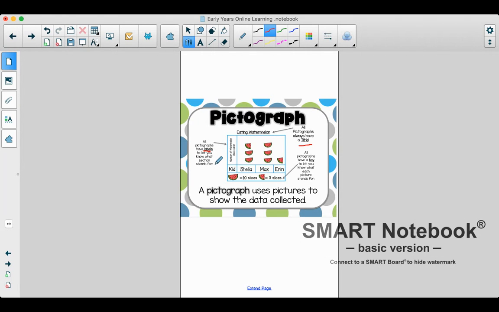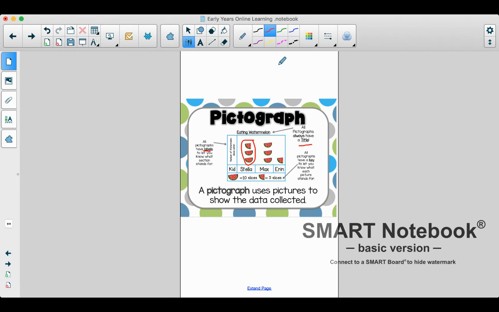Now what you notice here is instead of using tally marks, we use fun pictures. Now, this part is very important. Because we are graphing kids eating watermelon, our pictures are going to be of watermelons. We wouldn't have a picture of a roller skate or a bumblebee because we are graphing watermelons, and using a picture that didn't match what we are talking about would not make sense, right? So that part is very important.